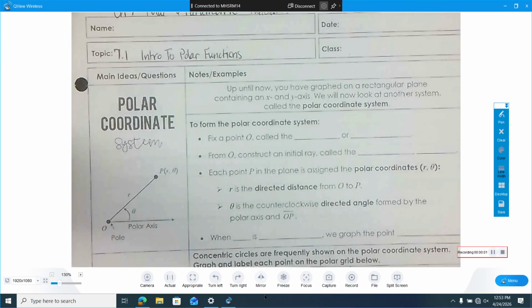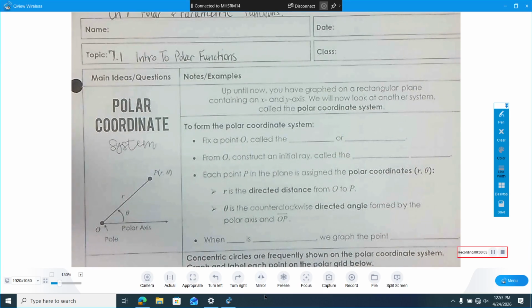We are today looking at an introduction to polar functions and polar graphing.